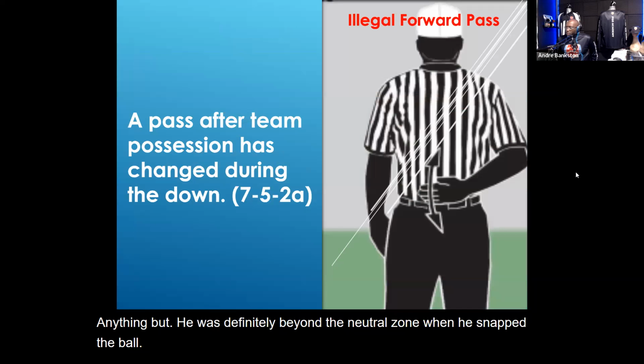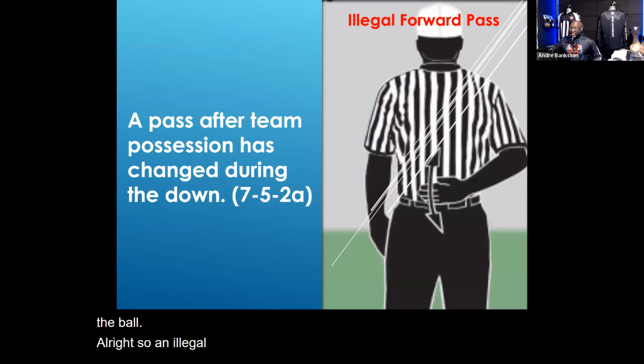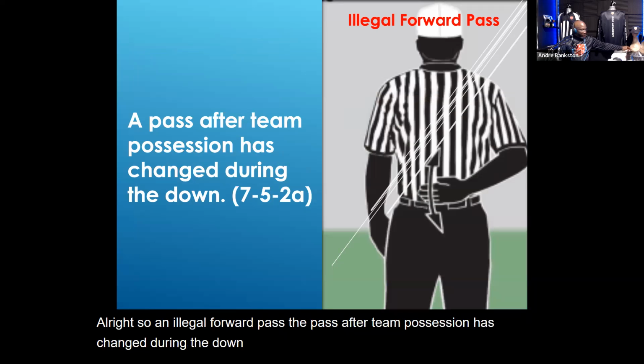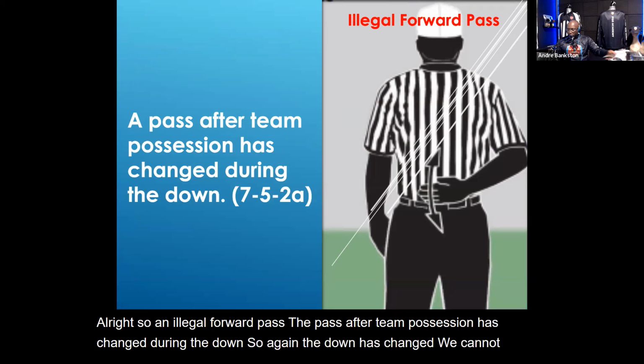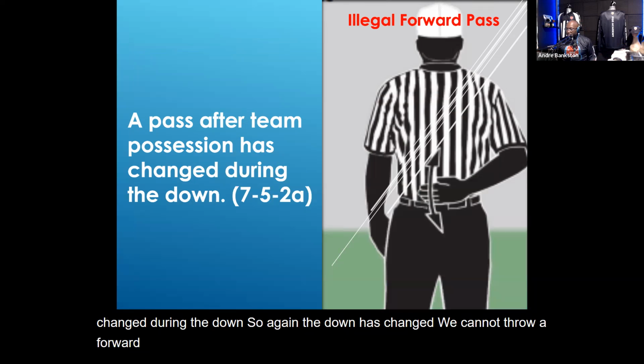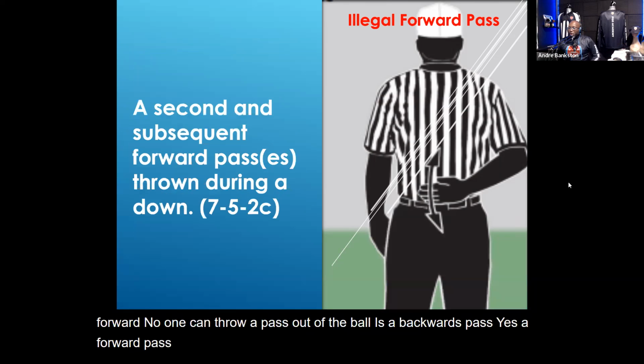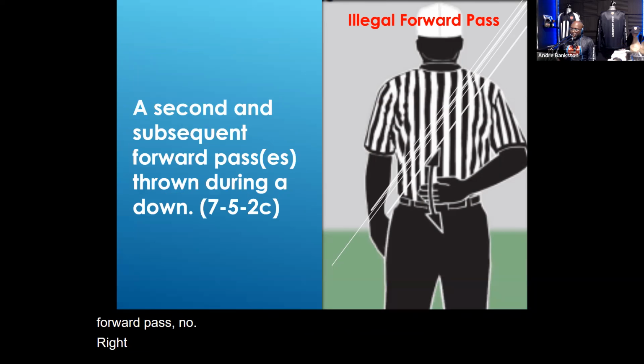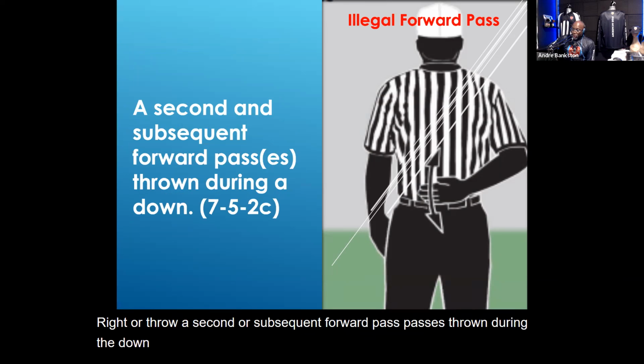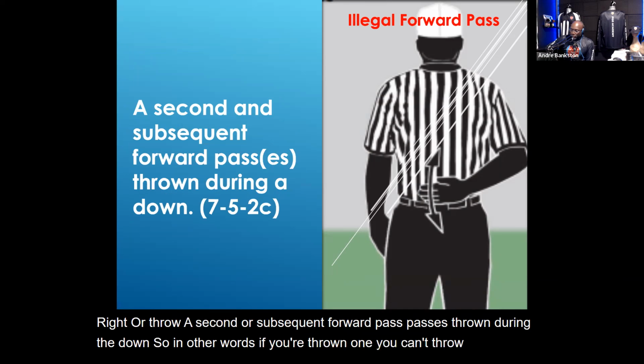All right. So an illegal forward pass is a pass after team possession has changed during the down. So again, if the down has changed, we cannot throw a forward. No one can throw a forward pass after the ball is a backwards pass. Or throw a second or subsequent forward pass thrown during the down. So in other words, if you're throwing one, you can't throw another one. You can't throw 2 or 3.